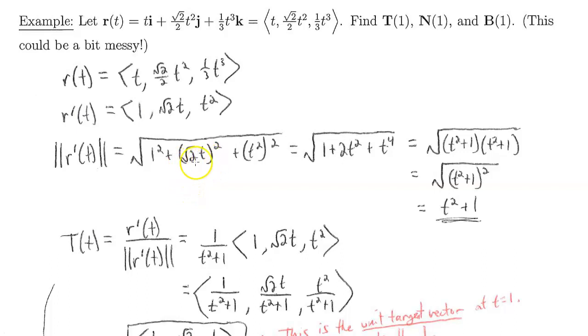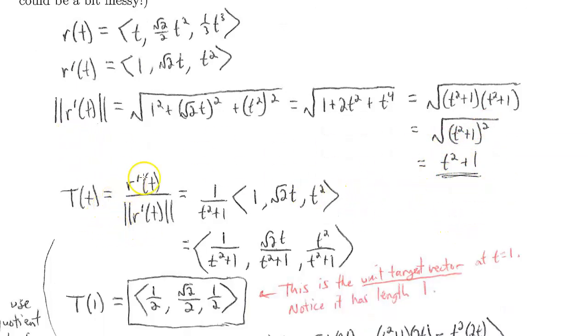If you square this, the square root of 2 squared is just 2, and t squared is just t squared, and then plus t to the 4th. Now, I rigged this up to be nice, because 1 plus 2t squared plus t to the 4th is actually t squared plus 1 times itself. If you FOIL this out, t squared plus 1 times t squared plus 1, well, t squared times t squared is t to the 4th. You get a t squared and another t squared gives you 2t squared, and then 1 times 1 is 1. So in other words, it's the square root of t squared plus 1 squared, and the square root and the square go away. So again, I kind of rigged this up to be nice, but we get the norm of R prime of t is just t squared plus 1.